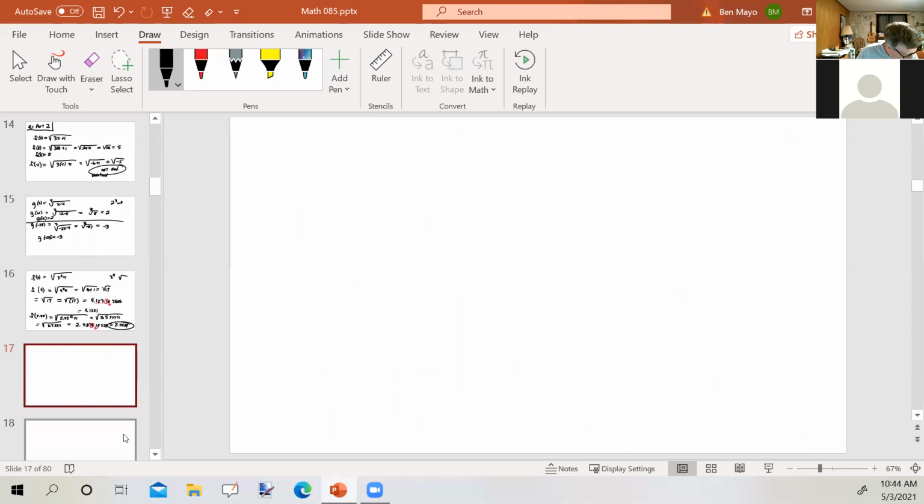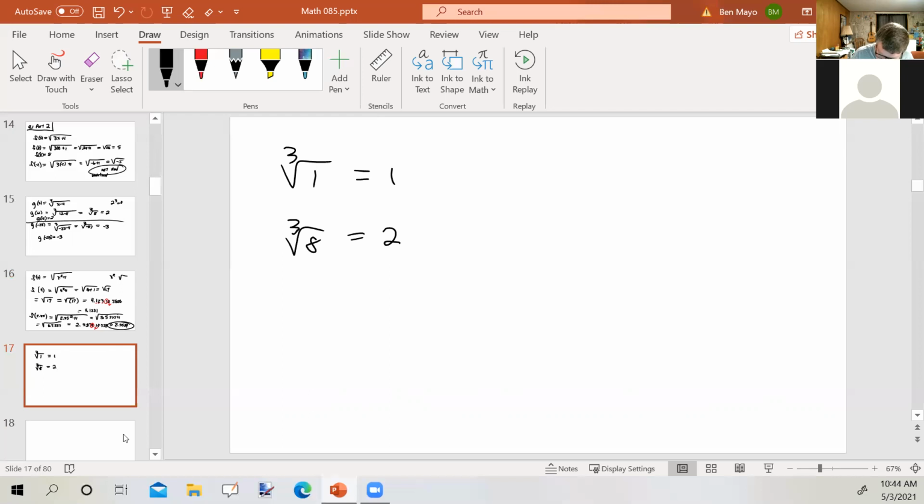Let's see here. Now we're going to look at the cube root of 1. Well, 1 times 1 times 1 is 1. So the cube root of 1 is 1. Well, what about the cube root of 8? 2 times 2 is 4 times 2 is 8. So the cube root of 8 is 2.